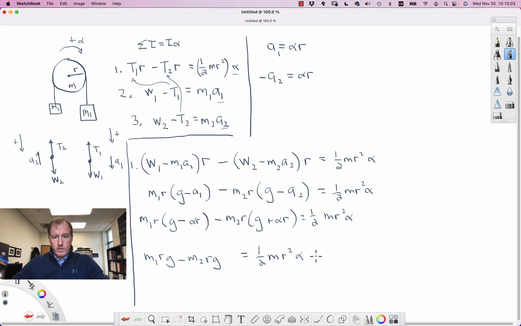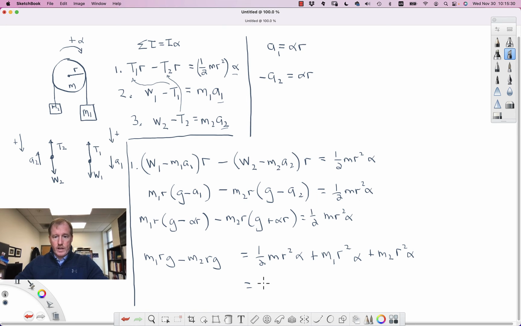It's negative over here, so it's going to become positive over here. So m1 times r squared times alpha. And then here, I've got negative times positive, so this term is going to be negative. I'll move it over here, and I'll have 1/2 m2 times r squared times alpha. Okay, hopefully I've gotten all my signs correct.